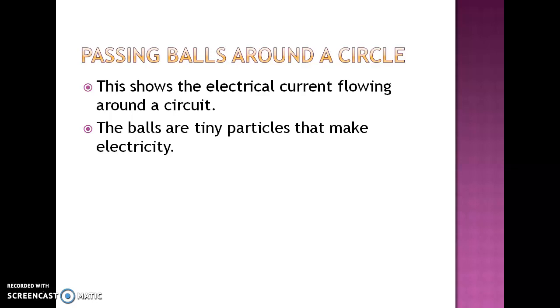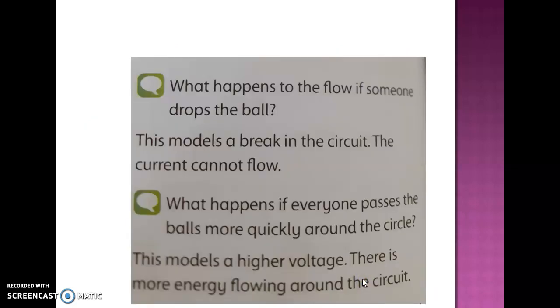Now, let's look at the next question here. What happens to the flow if someone drops the ball? Obviously, there will be a break in the circuit. Will it be continuous? Will the electricity be flowing? No, because there is a break in the circuit. Here the ball is representing the small electrons or the small particles that are moving to create the electric current or let the electric current pass.